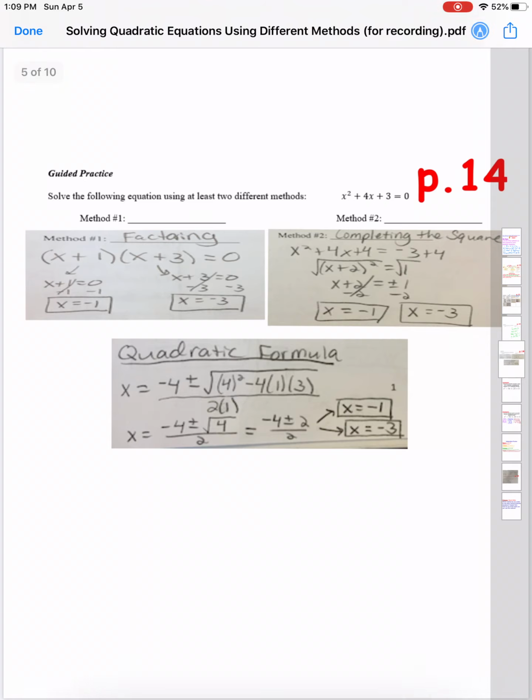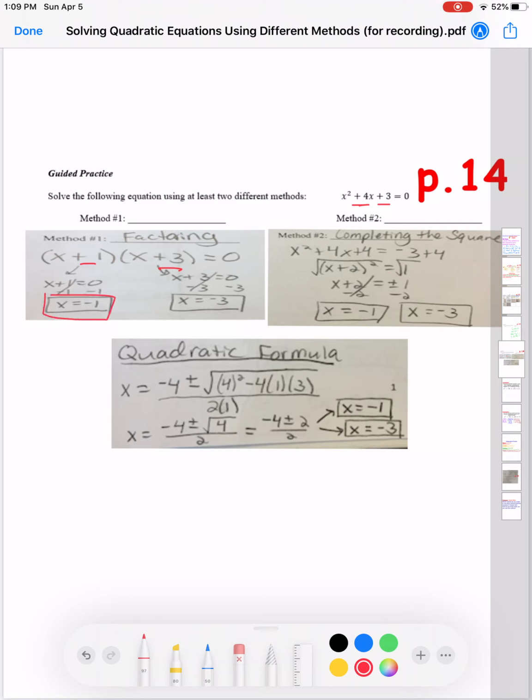So if you were factoring, you asked yourself what multiplies to +3 and adds to +4, and that would be +1 and +3. You use your zero product property and you use inverse operations to get your two answers.